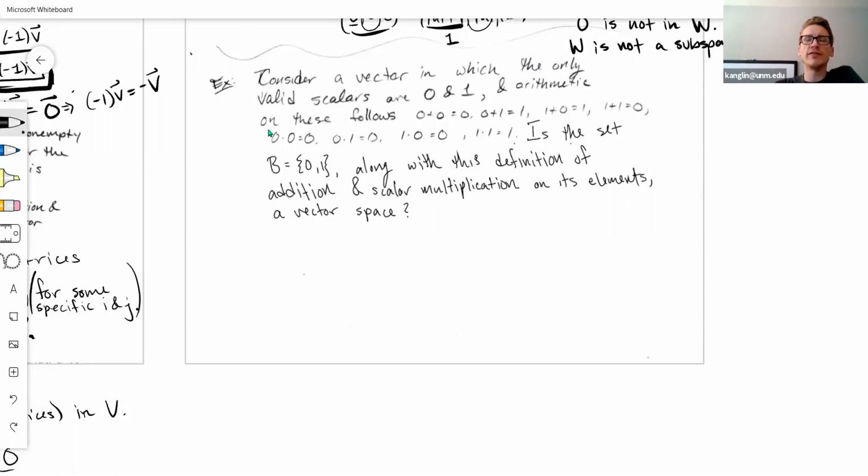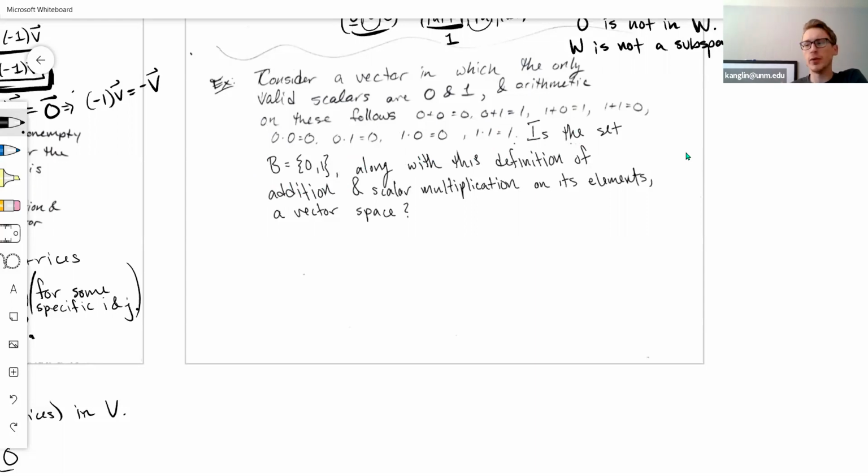Is this set, the way I've defined it here, the set B equals just the elements 0 and 1, along with this definition of addition and scalar multiplication on its elements, a vector space? I don't want to go through much of this, but maybe we can look at closure under addition and scalar multiplication.